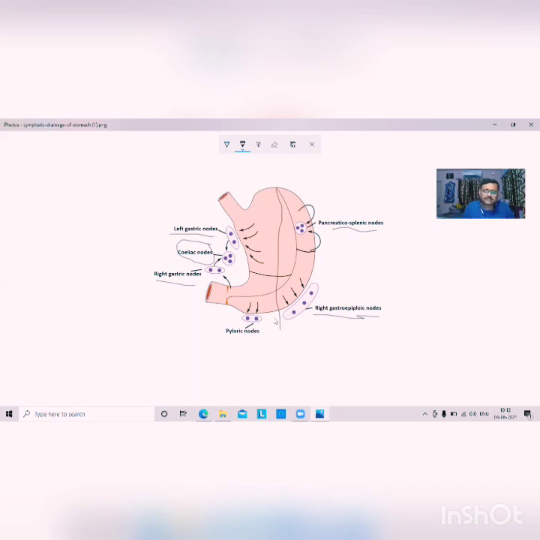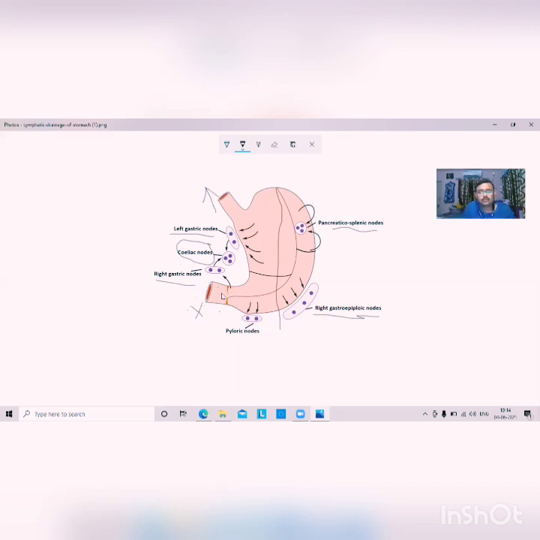Now, there are some peculiarities in the lymphatic drainage of the stomach. The lymphatic drainage of the stomach is continuous above, at the esophagus, but it is restricted below, or distally, at the duodenum. There are a few factors responsible for this sort of lymphatic supply, because of the muscle coat of the stomach.